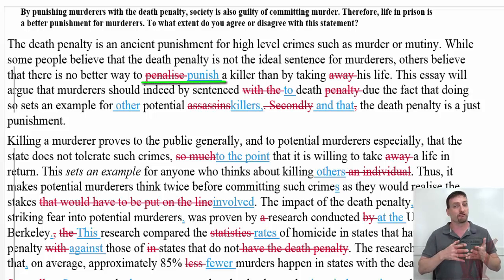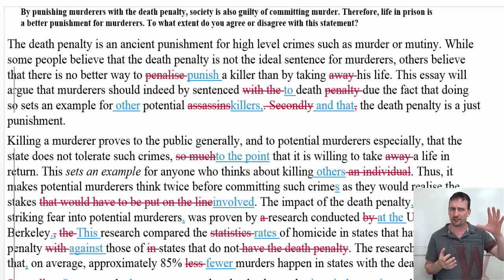Penalize is not wrong, but it's a bit of a soft word for the context. When you penalize someone, you give them a penalty, a punishment, but it's usually something small, usually monetary, money. So if somebody is speeding down the highway and the police pull him over and he gets a ticket, that is a penalty.